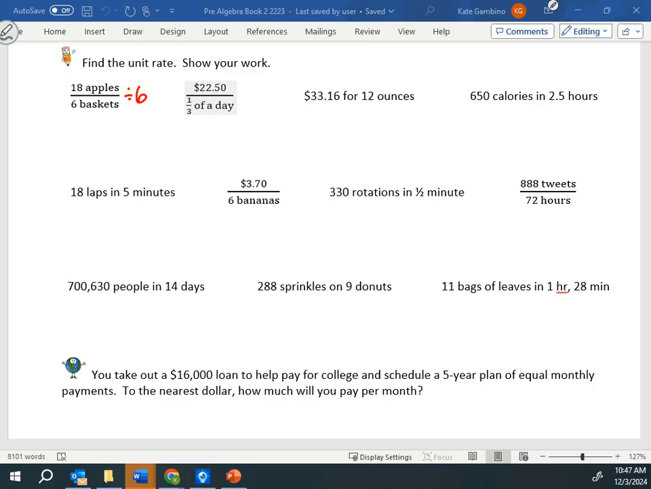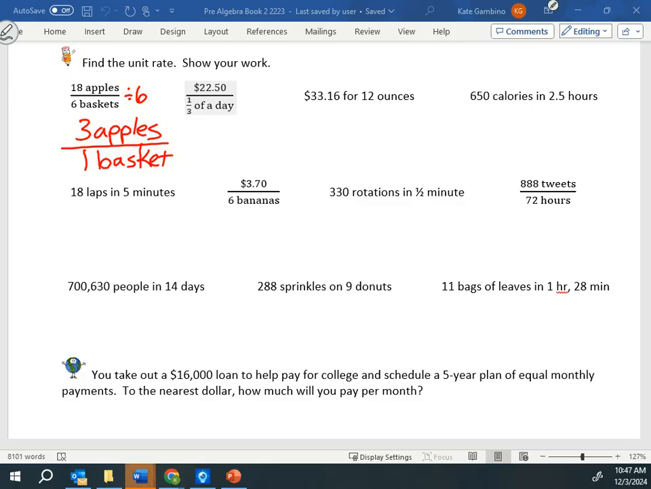What's 18 apples divided by 6, Graham? 3 apples. So I'm going to label it. What am I going to put on the bottom, Graham? 1 basket. So 3 apples in 1 basket.